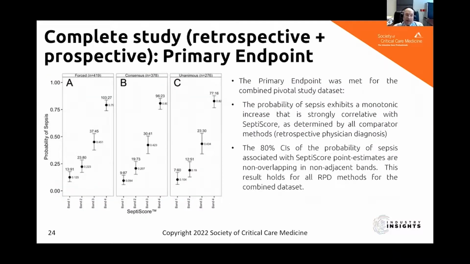And here's the complete study, and you can see we have a forced result, consensus result, or unanimous result based on how the retrospective physician panel put things together. And you can see discrete bands of the 80% confidence interval of the probability of sepsis. Obviously, if you're in band 4, it's a pretty high likelihood that that patient has sepsis. And if you're down in band 1, it's a very low likelihood the patient has sepsis. And those are the non-infectious systemic inflammatory response patients.